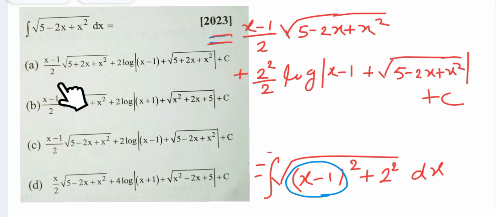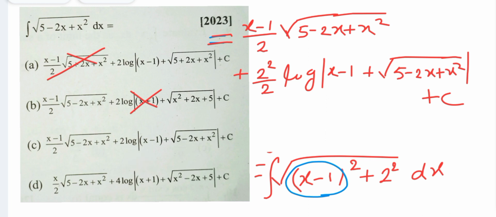So which option is correct? You see, x minus 1 upon 2, 5 minus 2x. So this is not correct. This is not correct. Okay. Then the second option, 5 minus 2x plus x square, okay, plus 2 x minus 1. So x minus 1. So this is also not correct.